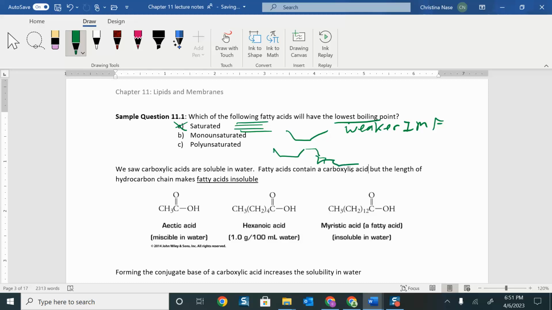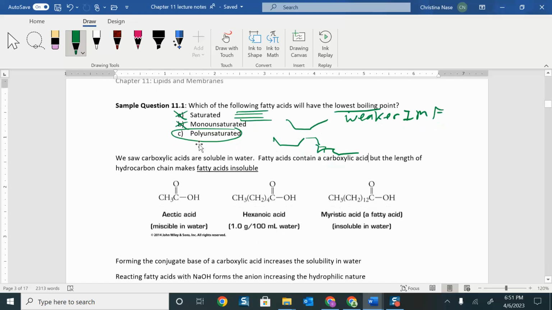But polyunsaturated, they're not going to be able to pack very tightly. So because of that, they're going to tend to have weaker intermolecular forces, which is going to give rise to a lower boiling point. So if you're comparing saturated versus unsaturated, the more unsaturated you are, the more double bonds you have, the weaker your intermolecular forces are going to be, and the lower your boiling or melting point will be.